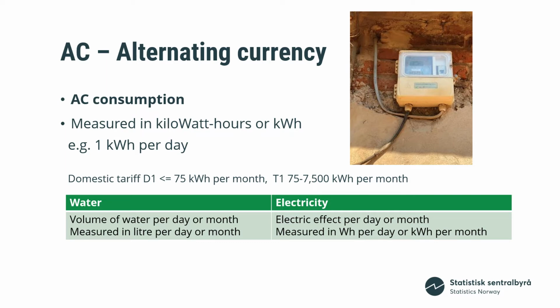The consumption is also measured in the time you consume it. So the consumption of AC is measured in kilowatt hours. If you use 1 kilowatt for 1 hour, you have used 1 kilowatt hour.